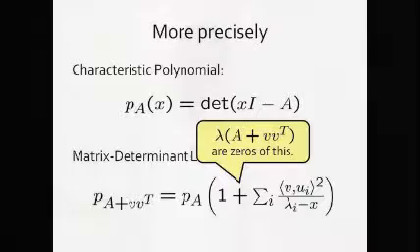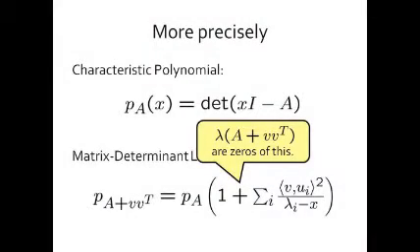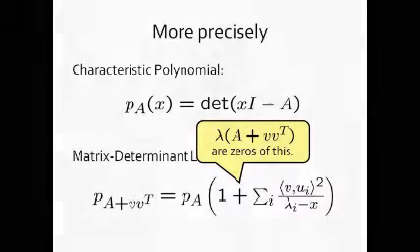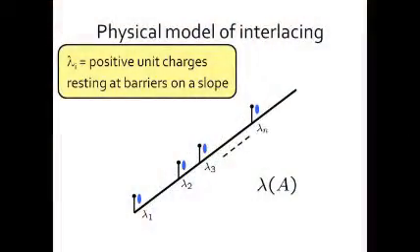Okay. So basically, the eigenvalues of A which didn't move are going to be the zeros of this thing, and the new eigenvalues of A plus VV transpose are basically going to be the zeros of this quantity here. And this induces a simple physical model, which gives a lot of intuition for what actually happens with eigenvalues, which I'm going to describe. Okay, this thing in parentheses.